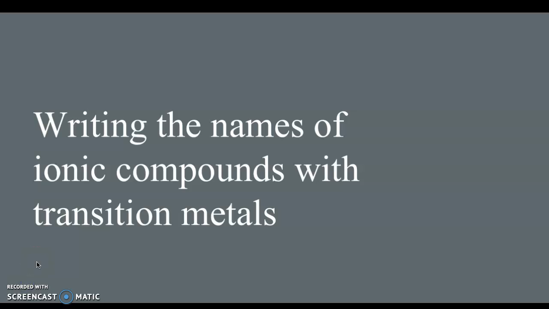So now we're going to look at writing the names of ionic compounds with transition metals. The last few examples have been for group 1, 2, and also apply to group 13 cations. Now we're going to look at transition metals, so group 3 through 12. Transition metals are unique because they have more than one charge written in the top right corner on the periodic table. And that's something we're going to have to account for in the name.